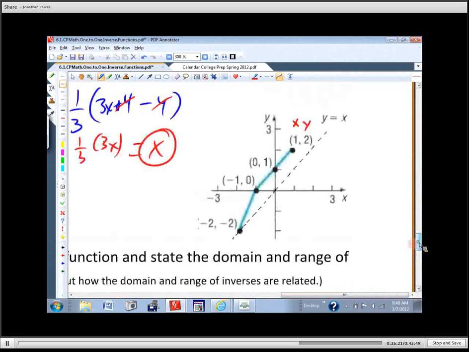If we switch it, instead of being 1, 2, what would it be? 2, 1. So let's go over 2 and up 1. So that's the point 2, 1. We switched it, we reflected it across the line y equals x.